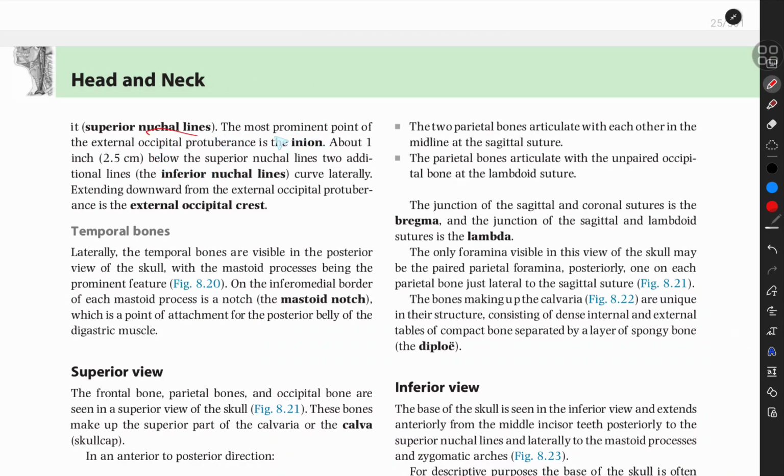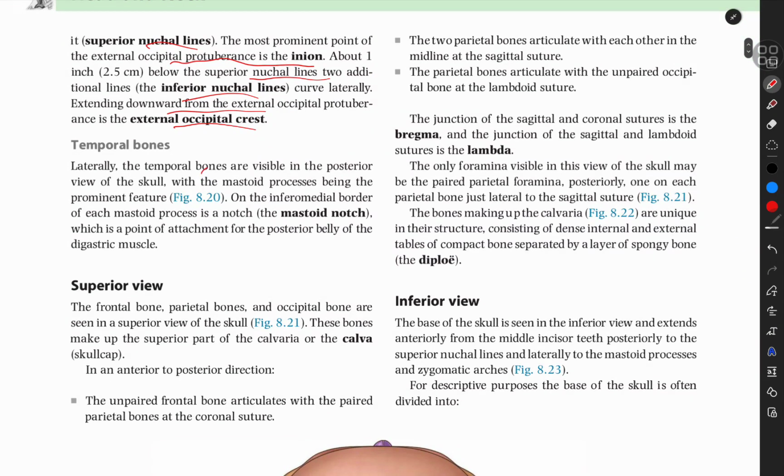Most prominent point of the external occipital protuberance is the inion, about 1 inch below the superior nuchal lines. Two additional lines, the inferior nuchal lines, curve laterally, extending is the external occipital crest. Temporal bones. Laterally, the temporal bones are visible in the posterior view of the skull, with the mastoid process being the prominent feature. On the inferior medial border of each mastoid process is a notch, the mastoid notch. Point of attachment for the inferior belly of the digastric muscle.